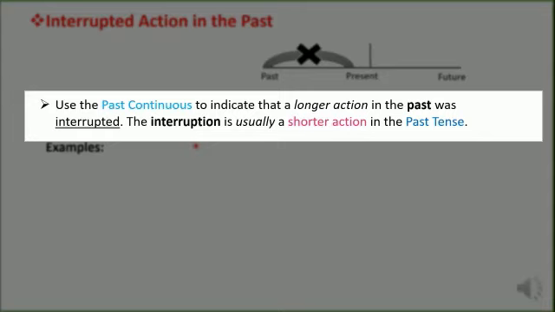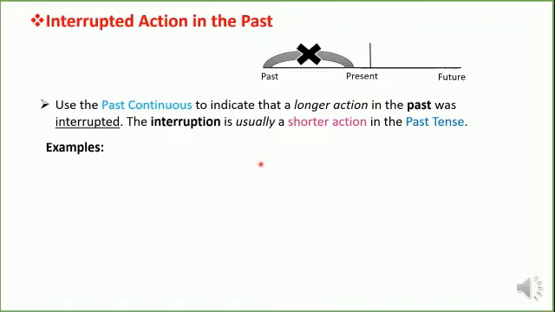Here, the interruption is usually a shorter action, and because it is a shorter action, here we use the past simple and not the past progressive. So the past progressive is only for longer actions. Let us take an example. I was watching TV when she came.